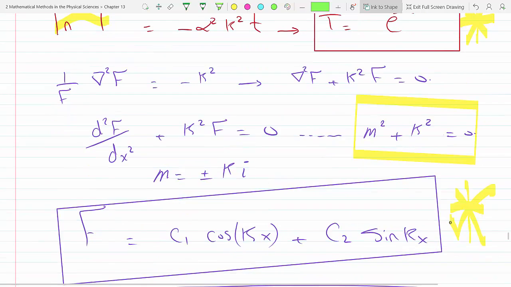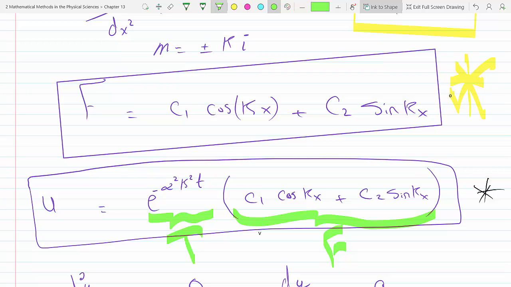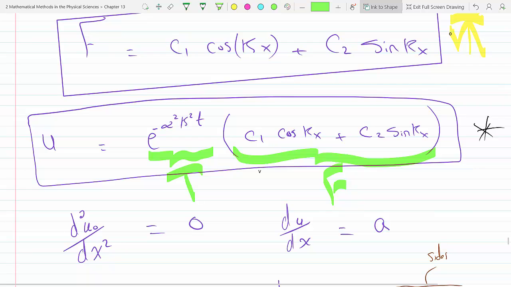So now I plug them back into that equation. F times T. This is f, and this is T, capital T. And u is just the product of these two. You could test it. You could take the second derivative and see if you get 0.